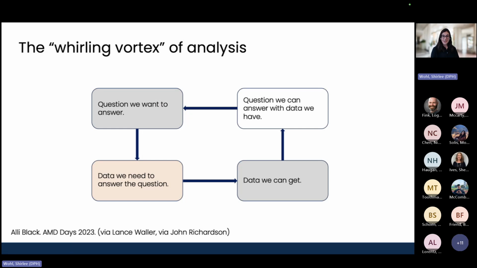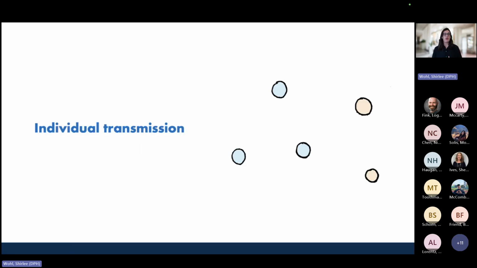So in the spirit of starting with a question, I'm going to start with two common types of questions that we can answer using genomic analyses, which hopefully are relatively familiar to this group. The first is questions related to individual transmission. So things like who infected person A, are cases from the blue and the orange groups linked? Are there separate introductions? Are there clusters? Things related to how individuals are getting sick with a pathogen infection.